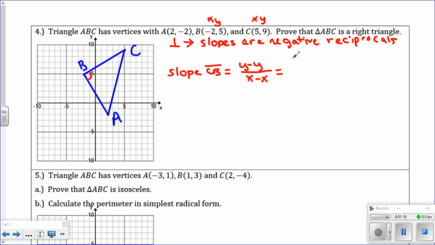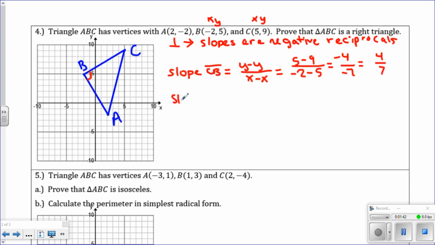So I'm going to do 5 for the Y minus the other Y, which is 9. Go back to point B, whatever you started with. I'm going to do -2 for the X minus the other X, which is 5. 5 minus 9 is negative 4. Negative 2 minus 5 is negative 7. And reduce it down, a negative divided by a negative is a positive, positive 4 over 7.